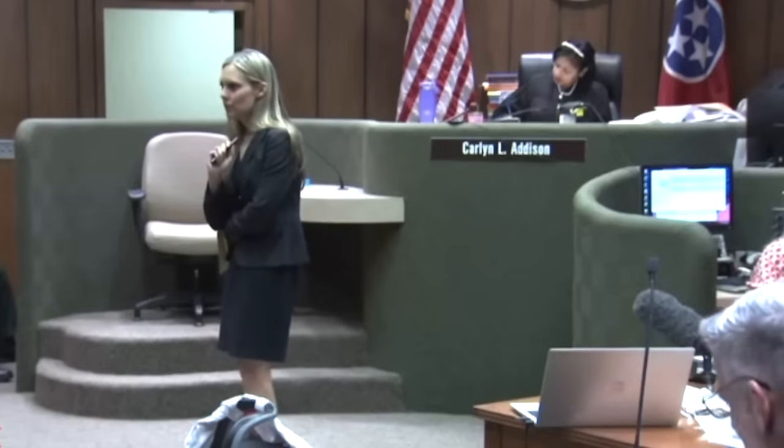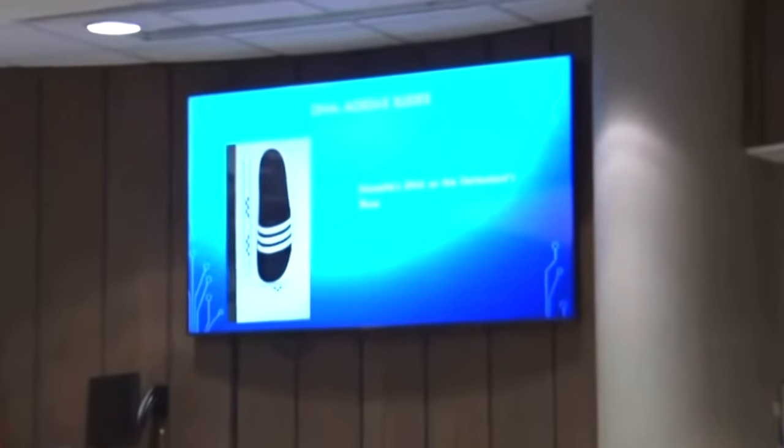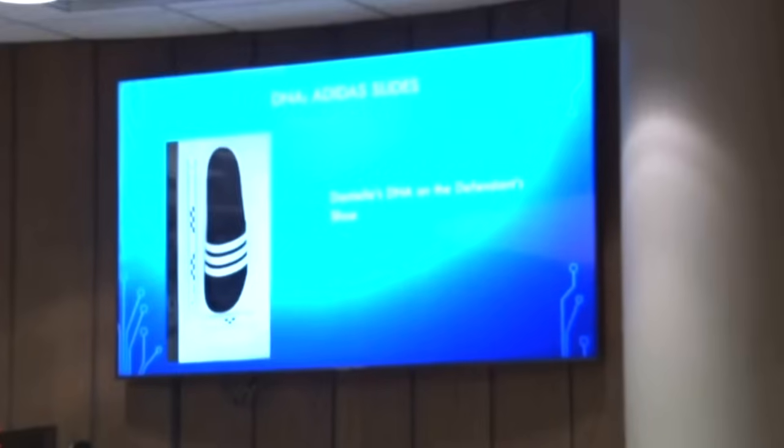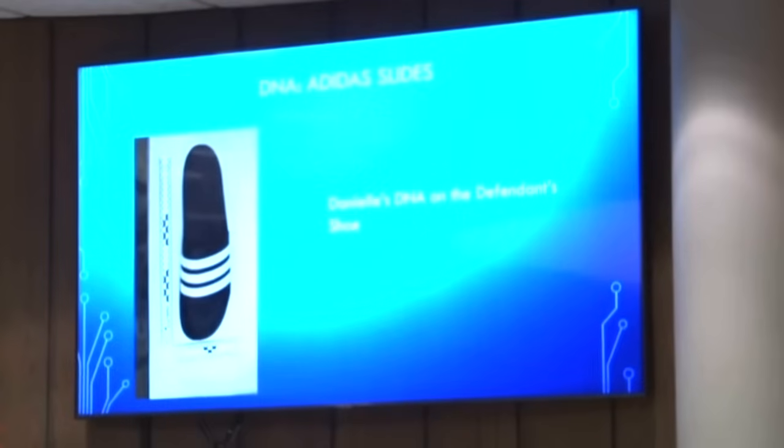Then we have the DNA. The Adidas slide. Seen on the defendant that night in that Ring camera video. Found in the trunk of his white Chevy Malibu. And what did he tell officers about that during the interview? He said that Danielle's blood would be on the slides. He even specified which one, the left. And which one had Danielle's DNA, according to Agent Walzak? The left.